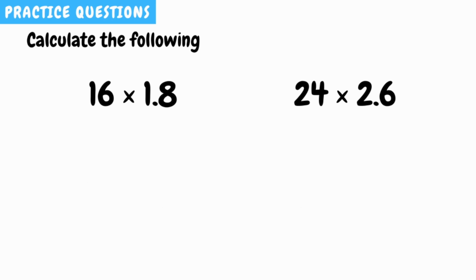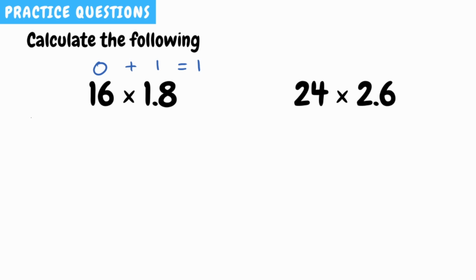Okay, for this first question, we've got 16 multiplied by 1.8. So again, we're going to count the decimal places in each number. We've got 0 decimal places in this 16, and we've got 1 decimal place in this 1.8. We then add those two numbers together. 0 add 1 is going to give us 1. So we know there's going to be 1 decimal place in our answer.